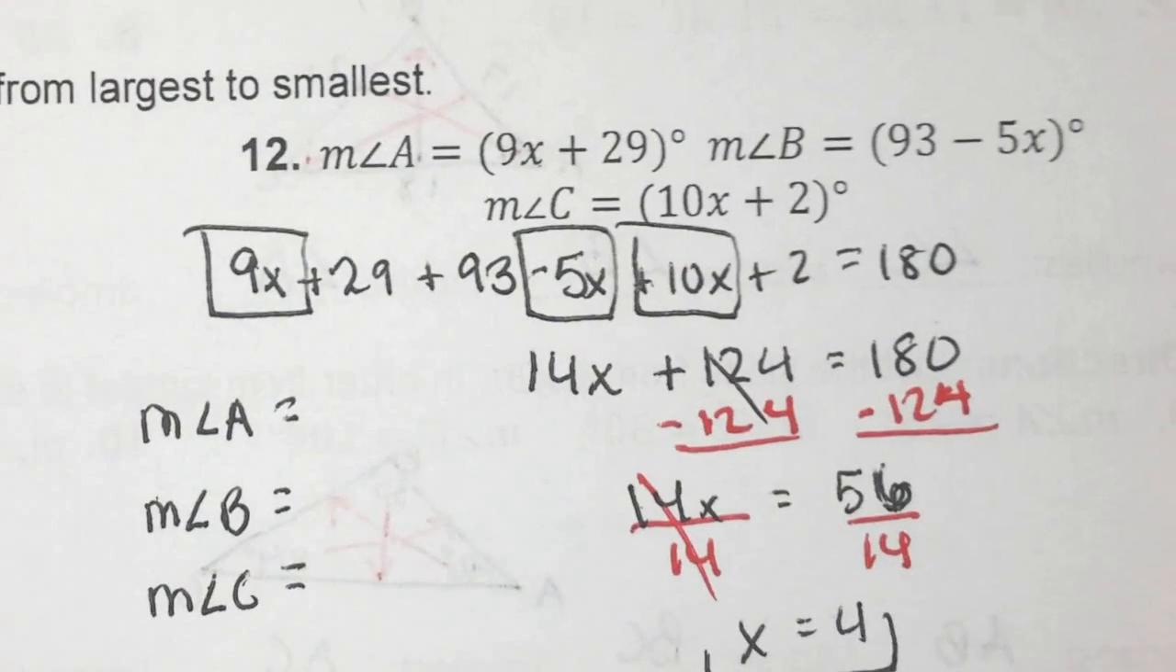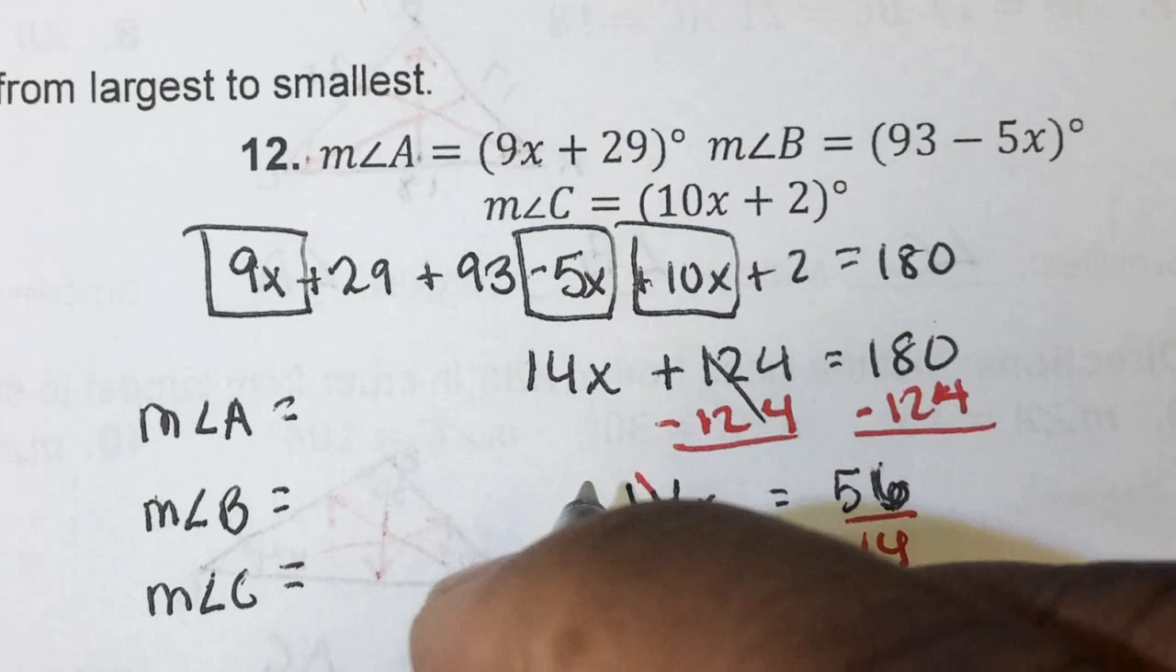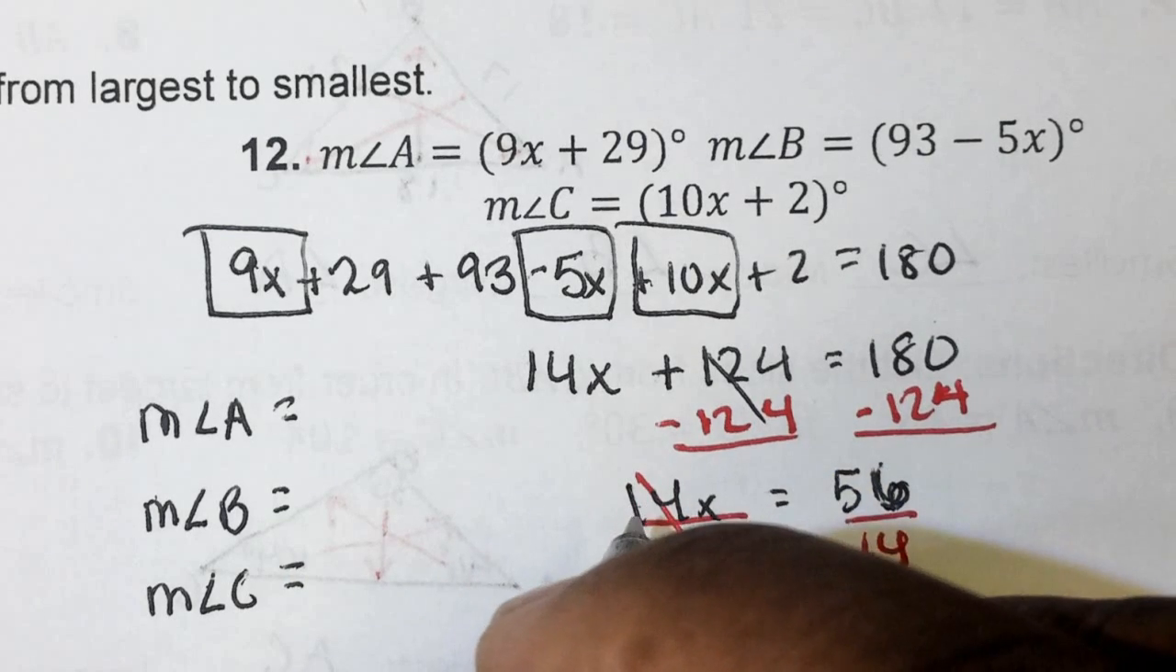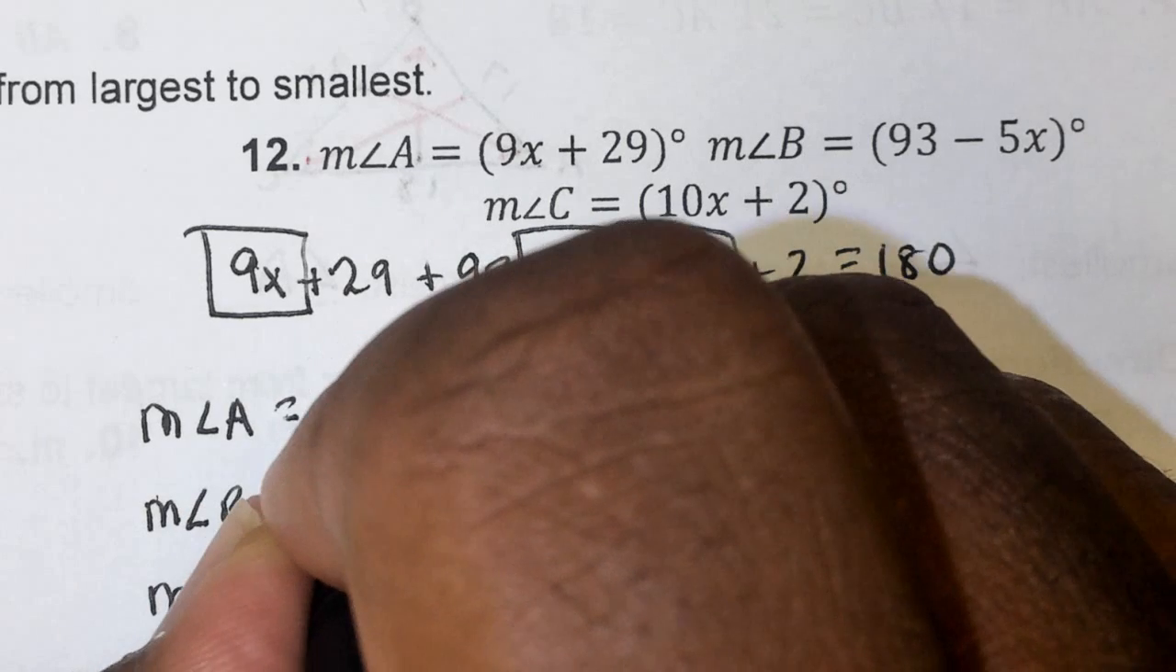9 times 4 plus 29. I'll give you my first angle, angle A. It's 65, 75, which one? 65.